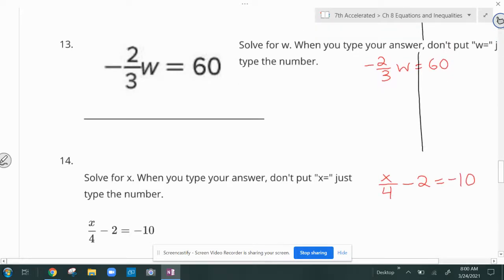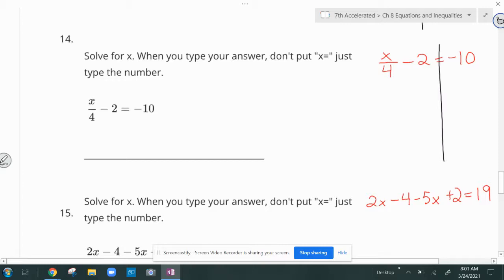We have a fractional coefficient, so we could divide by negative 2/3, but instead, division is the same as multiplying by the reciprocal, so we'll multiply by negative 3 over 2. Number times reciprocal equals 1, so we get 1w, but by identity property, I can just write w. Cross simplify, and 30 times negative 3 is negative 90.